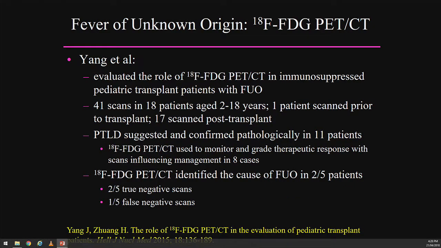Yang et al. looked at FDG PET-CT in the immunosuppressed pediatric transplant patients with FUO. They did 41 scans in 18 patients. Only 1 patient was scanned prior to their transplant. And they found that the FDG PET or PET-CT suggested PTLD, which was confirmed pathologically in 11, and identified the cause of FUO in an additional 2 out of 5 patients, so fairly robust results.